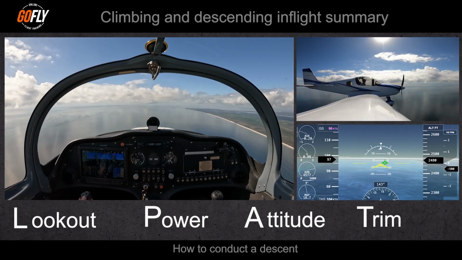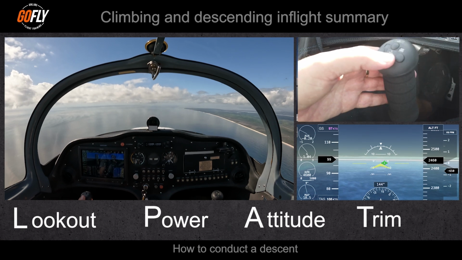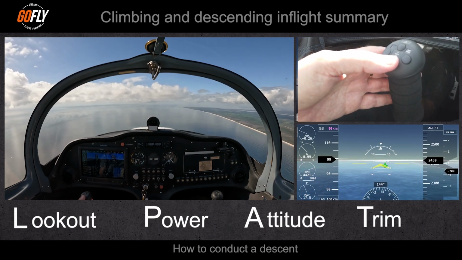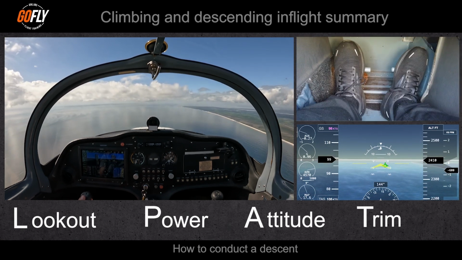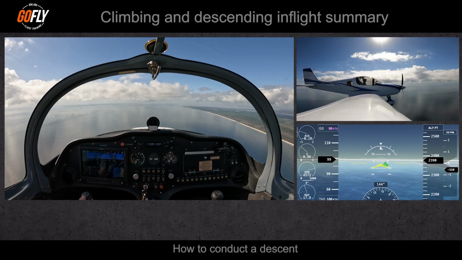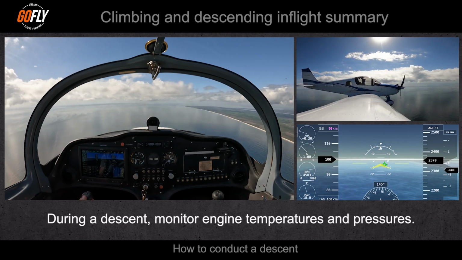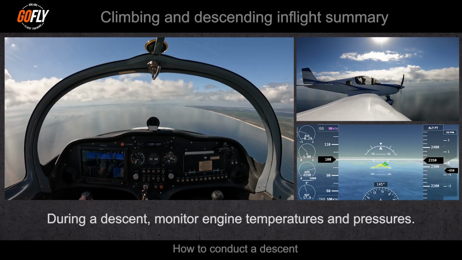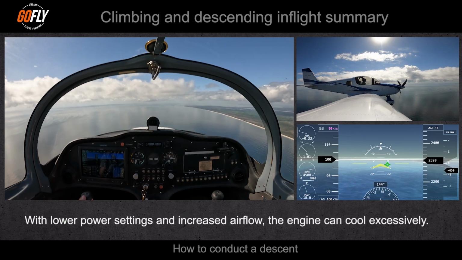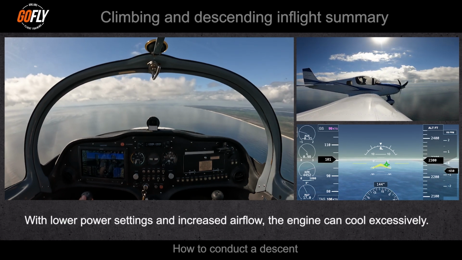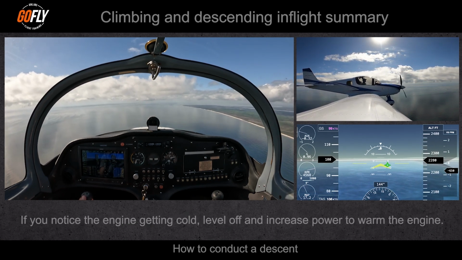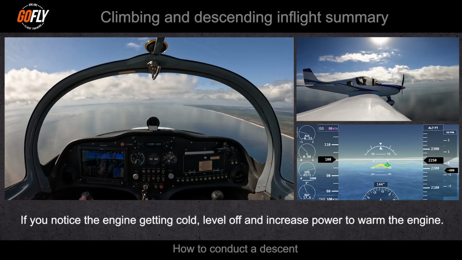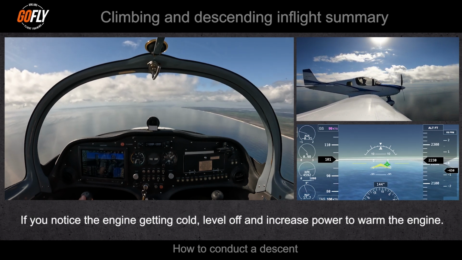T is for trim. After stabilizing your descent, trim the aircraft and keep the aircraft balanced with rudder. During a descent, keep a close eye on engine temperatures and pressures. With lower power settings and increased airflow, the engine can cool excessively. If you notice the engine getting too cold, level off and increase power to warm it up before resuming your descent.